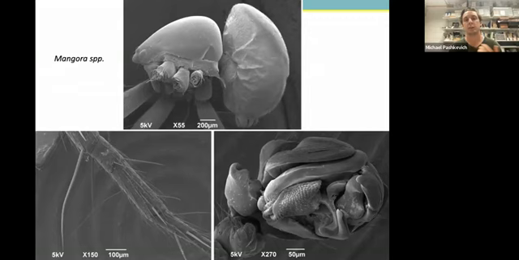So this is a spider in the genus Mangora. They're known for these beautiful feathery hairs along their tibia. And this is from a scanning electron microscope view, and I'm quite sure this is a new species. So we're continuing to do these baseline biodiversity surveys here to inform future management experiments.